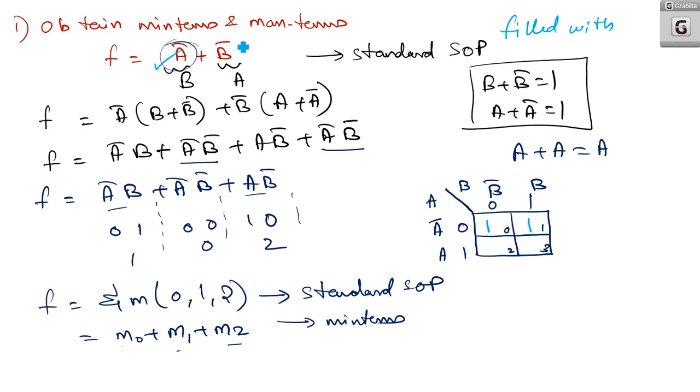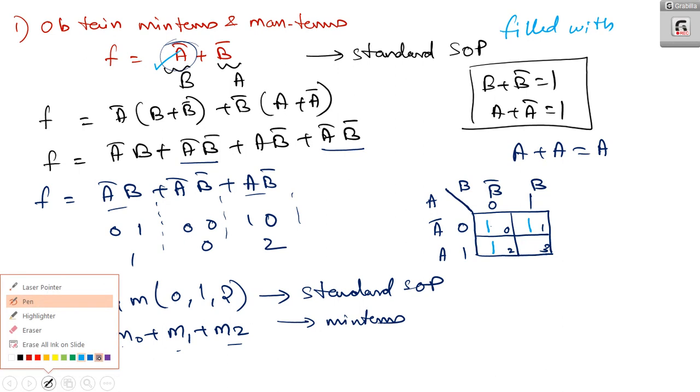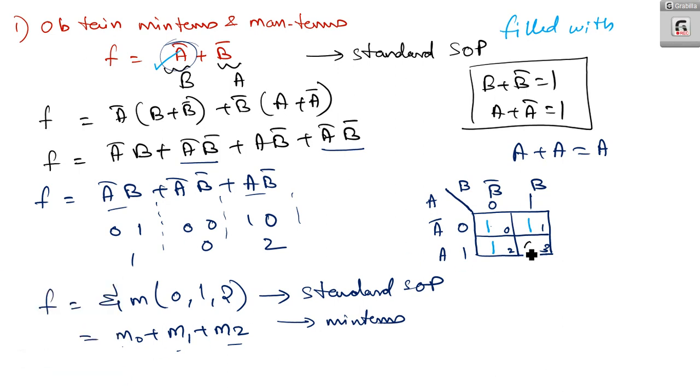Similarly, B bar also should be equal to 1. Where is B bar? B bar happens to be the column. That means all values of that column should be equal to 1. So this value is 1. And all other cells become 0. That means we can take the value of this cell as 0. This cell, the value is 0.